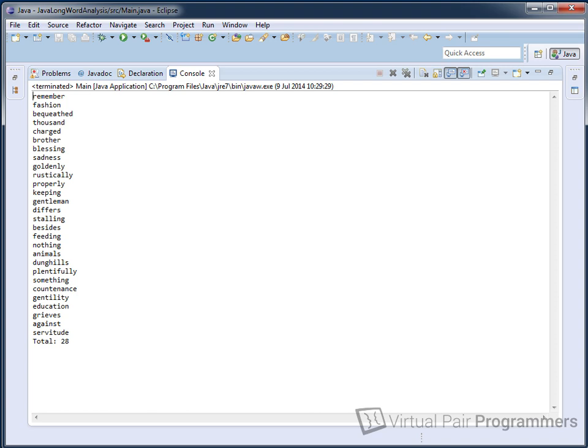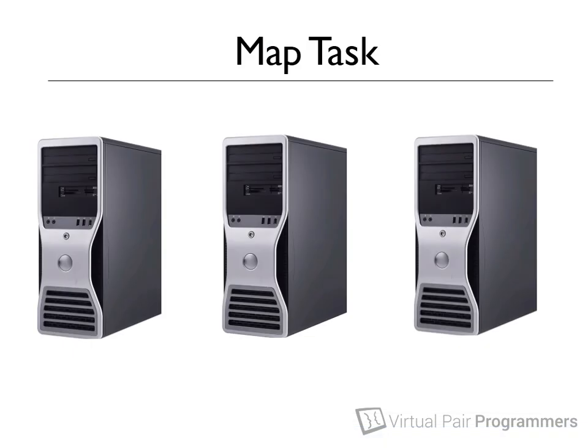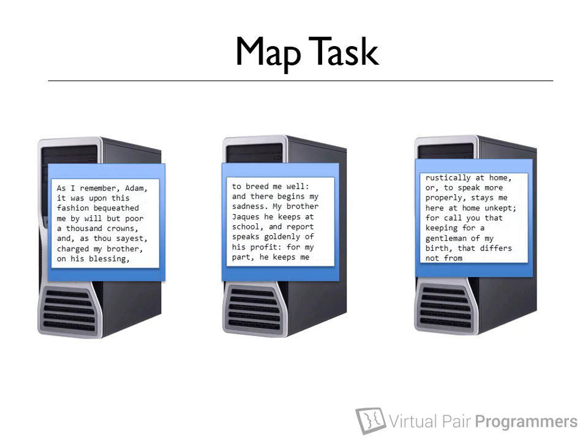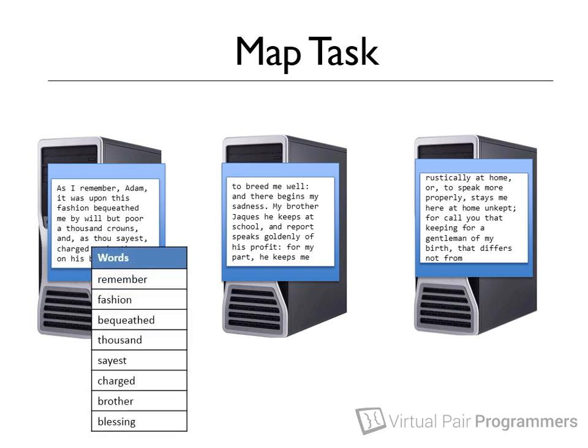Now let's have a look at the MapReduce way of doing it. I want to pretend that I have a number of computers that are going to do this job, and so each computer will have one line of my As You Like It text to work with. So the first computer will look at the first line only and say, are there any words here which are 7 or more characters? Well, yes there are. It should identify there's words like remember, fashion and bequeathed.